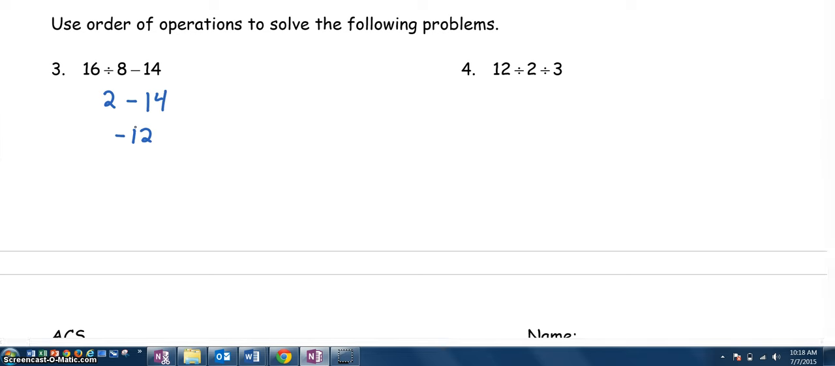In number 4, the problem is 12 divided by 2 divided by 3. So both of my operations in this problem are division. So because they have the same importance, I'm going to go from left to right. So first I'm going to do 12 divided by 2, which is 6. And then 6 divided by 3. So my final answer is 2.